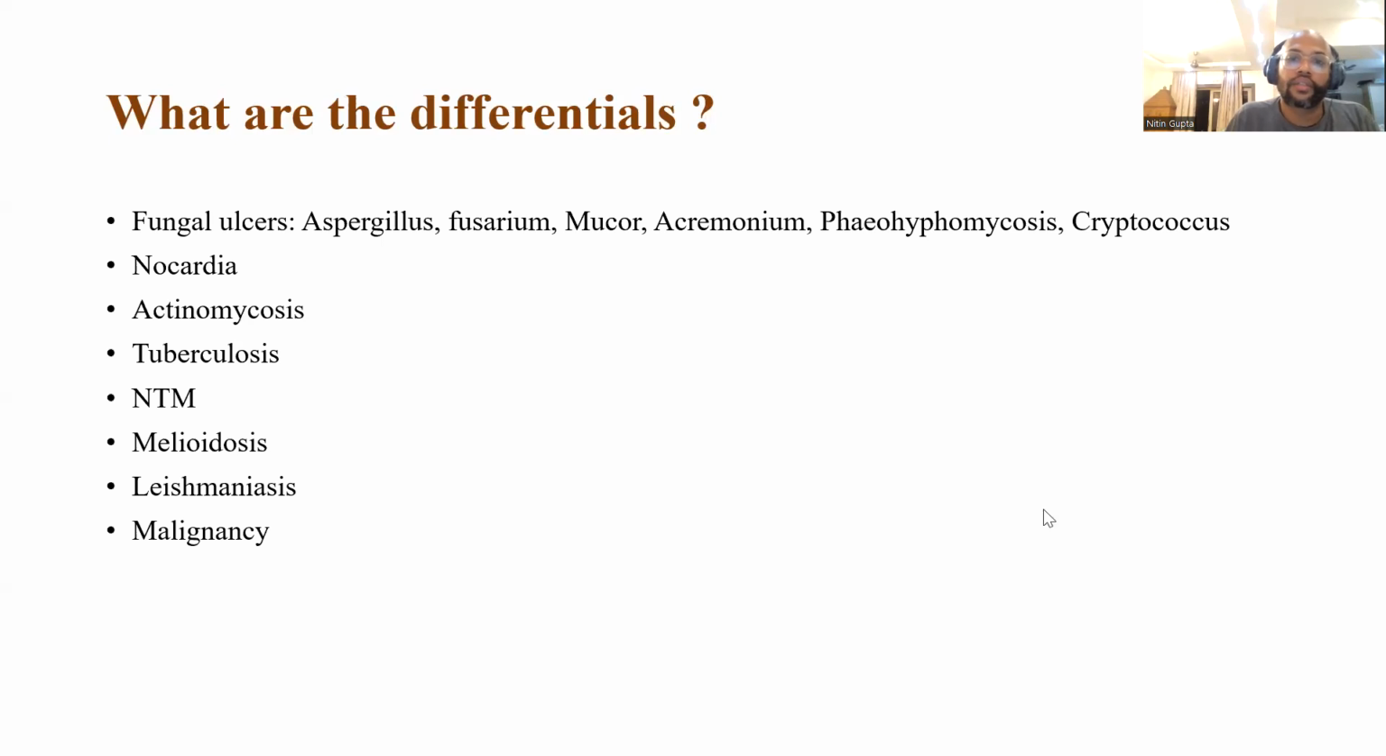I think my three differentials would be fungal ulcers, more Fusarium or Scedosporiosis, TB, and Nocardia. Right. Kirtana? Yes, fungal with Aspergillus and Fusarium more than the others, followed by tuberculosis and then Nocardia. Right. Ankesh? My top three are fungal ulcers, Nocardia, and NTM.